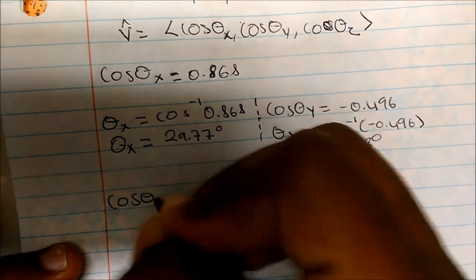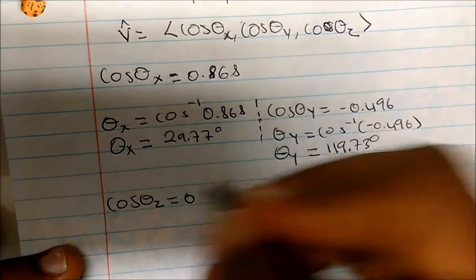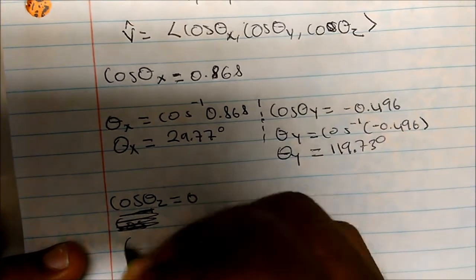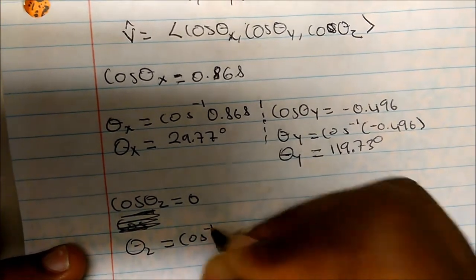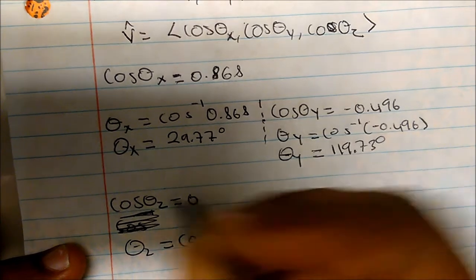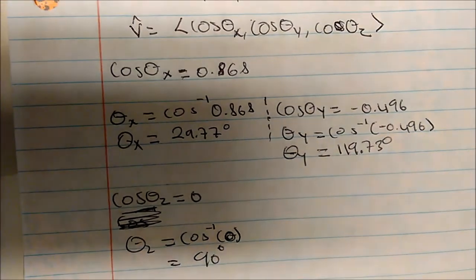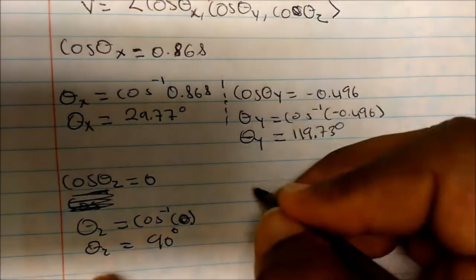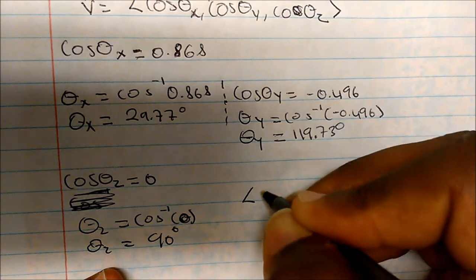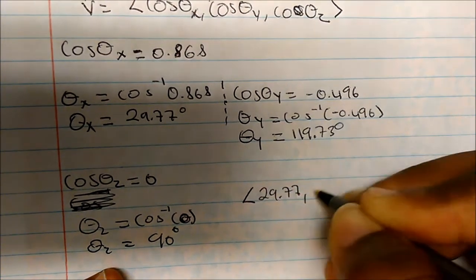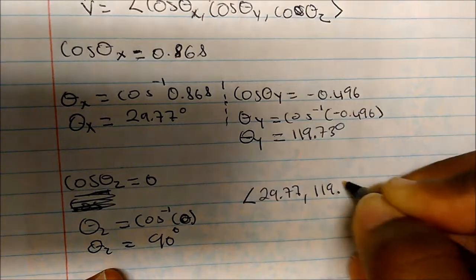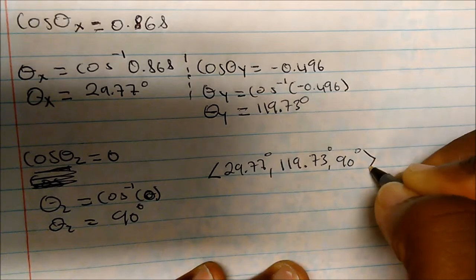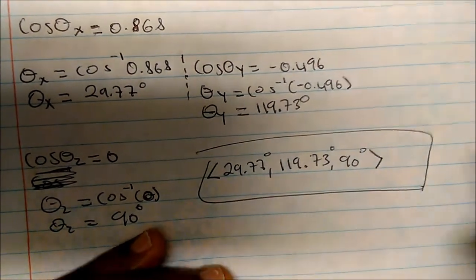The same thing goes for theta z. We know cosine of theta z has to be equal to 0, so theta z is cosine inverse of 0, and cosine inverse of 0 is 90 degrees. So theta z is actually 90 degrees. Putting the angles together, theta x is 29.77, theta y is 119.73, and theta z is 90 degrees, all in degrees. And these are how we find angles from unit vectors.